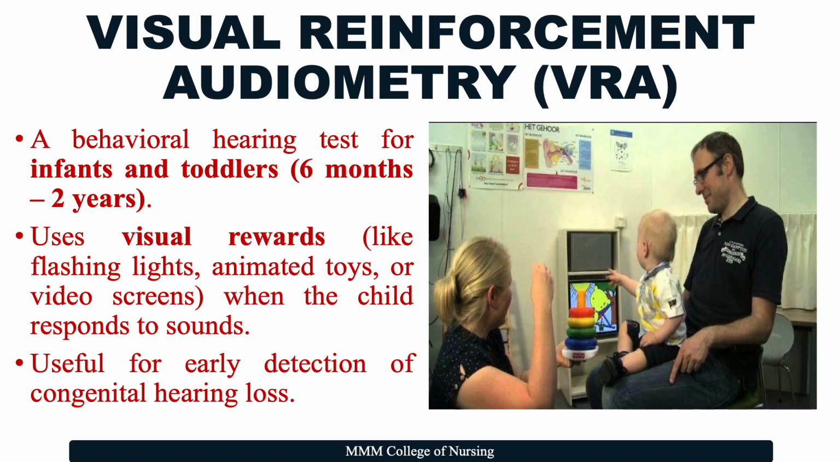The procedure involves the child sitting on the parent's lap in a soundproof booth. Sounds of various frequencies are presented through speakers or earphones. When the child turns towards the sound, a visual stimulus, as told earlier, a toy lighting up, a cartoon, or a puppet, is activated. Over time, the child learns to expect the visual reward after hearing a sound. The hearing thresholds are determined and plotted on an audiogram.